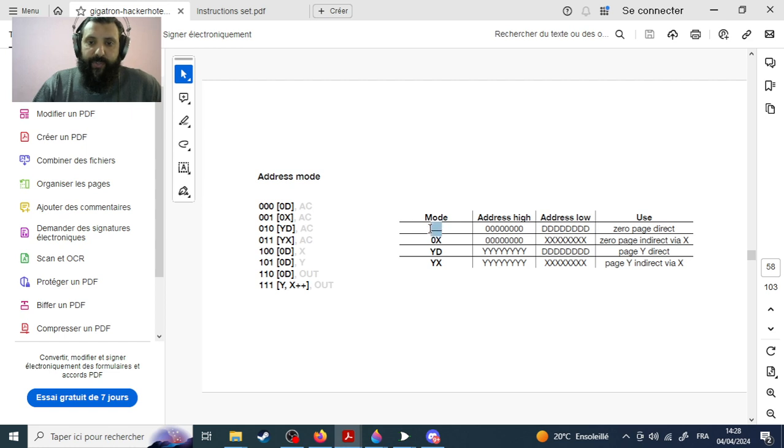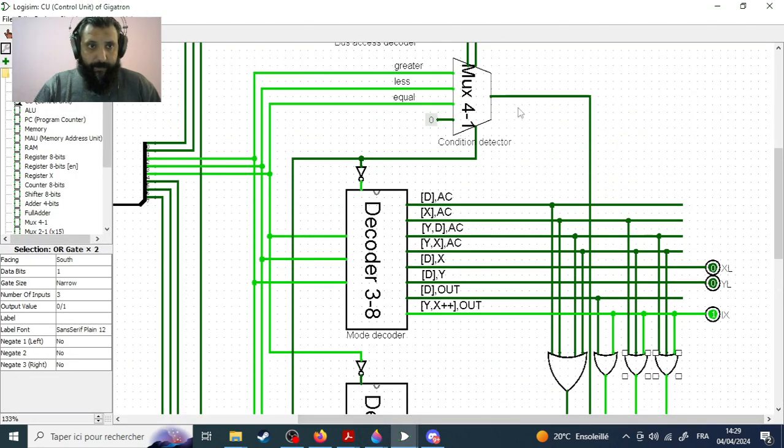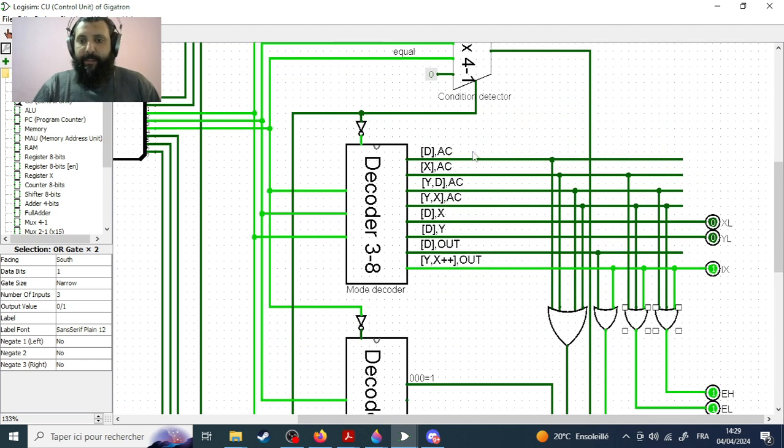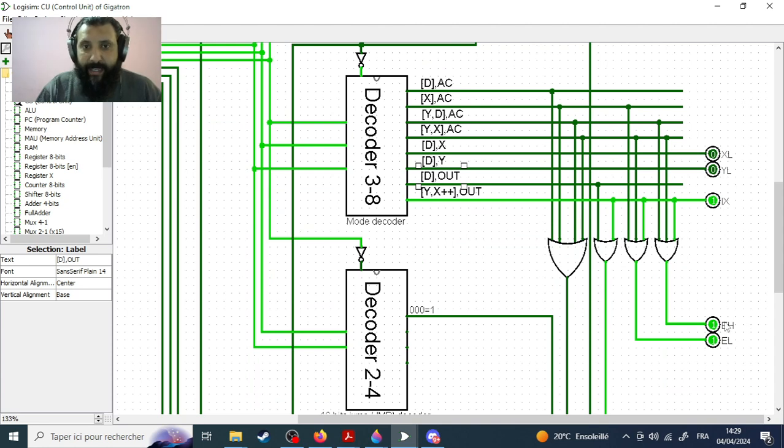For instance, when we choose 0D, 0D means we put 00 on EH and EL, if you remember that. If you check the D here, we have a D here, a D here, a D here, we have five modes that use the D. Sorry, this one is not included, the 0D, I mean. We have this mode, this one. We have four. If we try them, we should always get 0, 0 here.